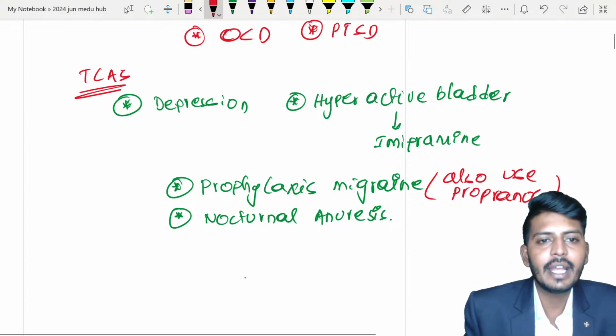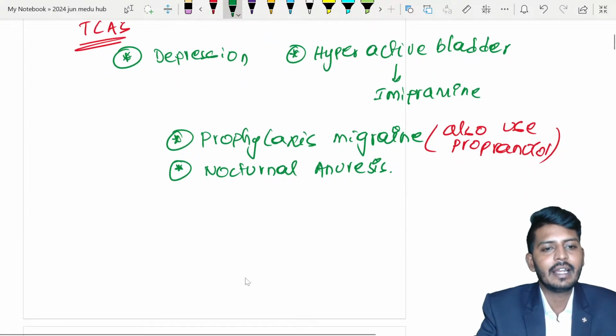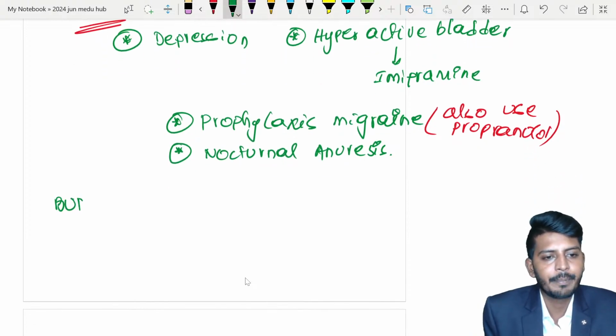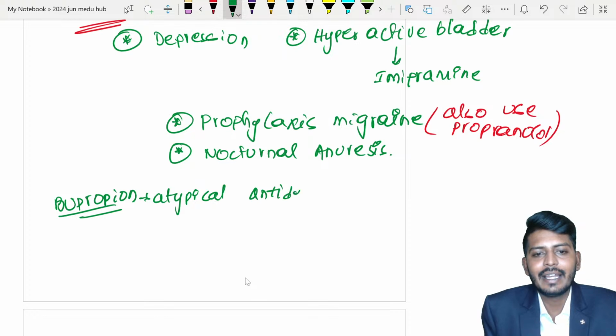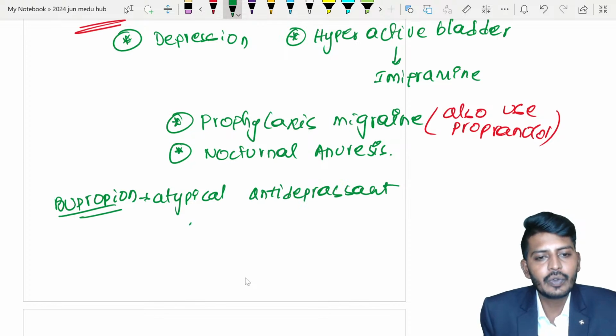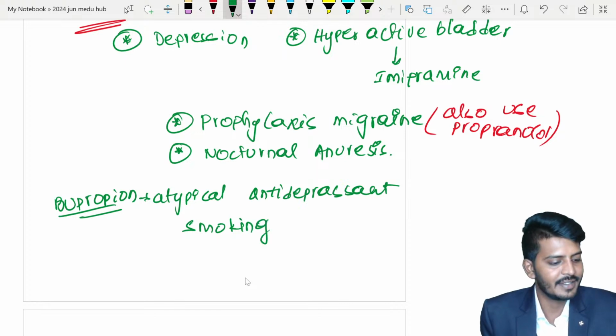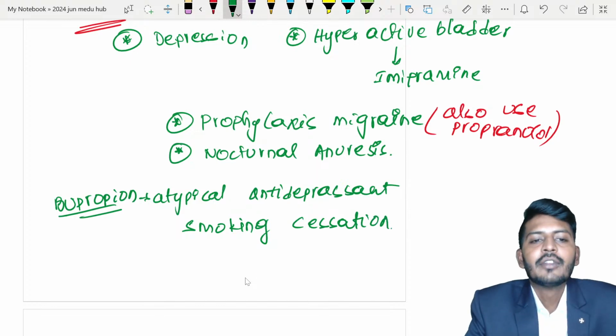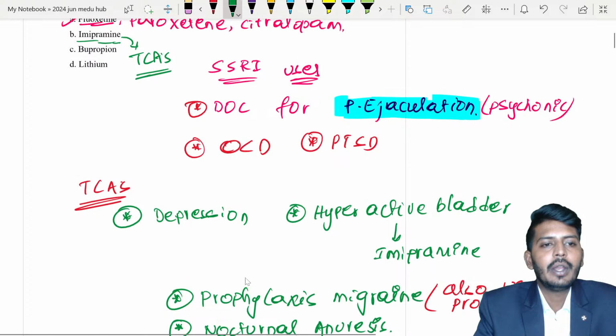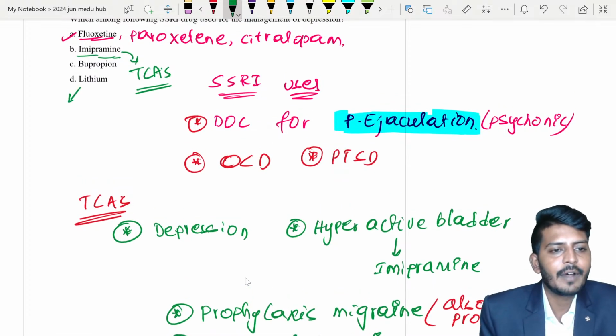Okay, now when we are speaking of the next important drug, that is your bupropion. कहाँ use होता है bupropion? So bupropion is a type of atypical antidepressant. So this atypical antidepressant is used in smoking cessation. What is that? Smoking cessation. Okay, so that is the story of your bupropion. Okay, lithium कहाँ पे use होता है?